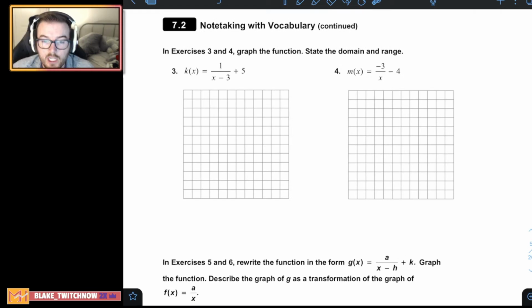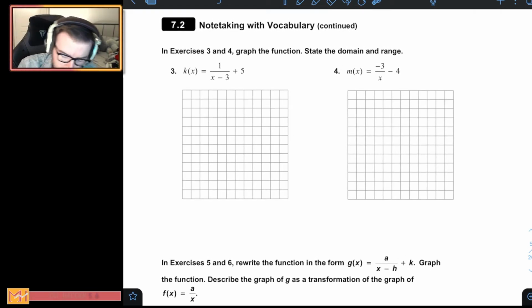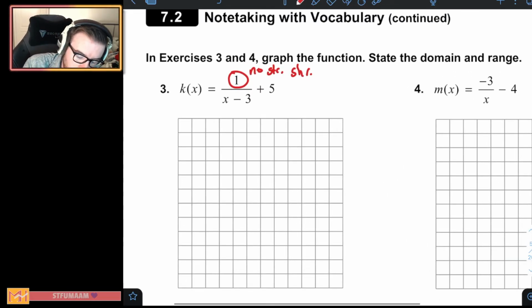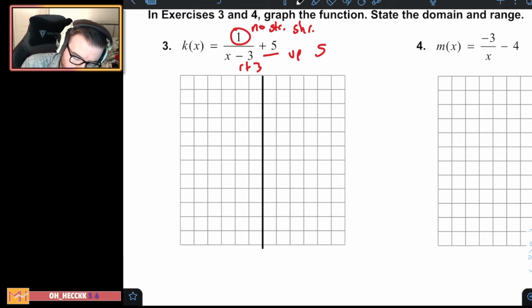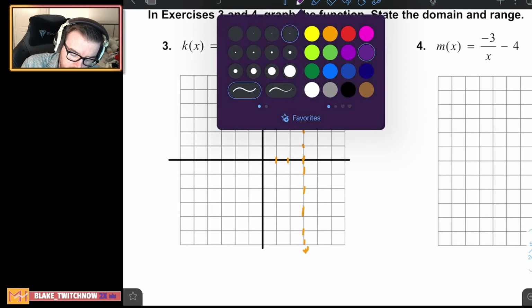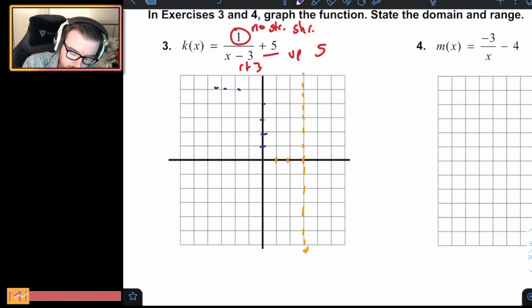All right, let's have some movement, shall we? So what all is happening here? Well, there's no stretch or shrink. But we did move right 3 and we did move up 5. So when it comes to our lovely hyperbola, what exactly is moving right 3 and up 5? Our asymptotes. We moved 1, 2, 3 units to the right, and we moved 1, 2, 3, 4, 5 units up.